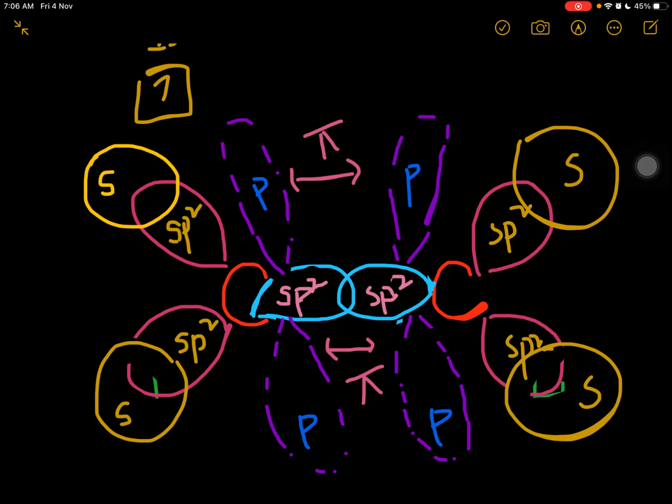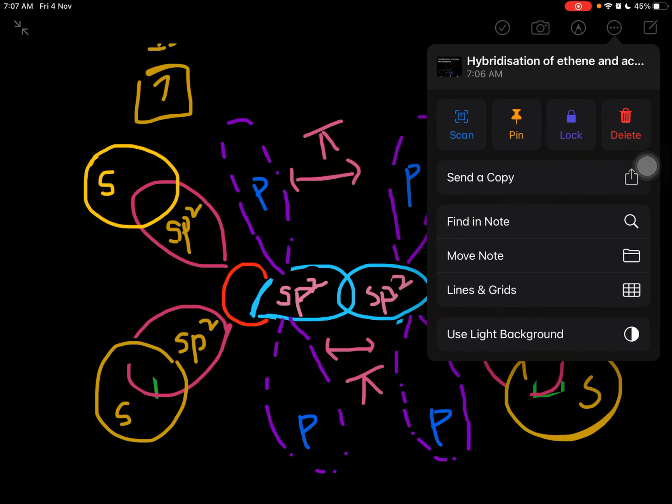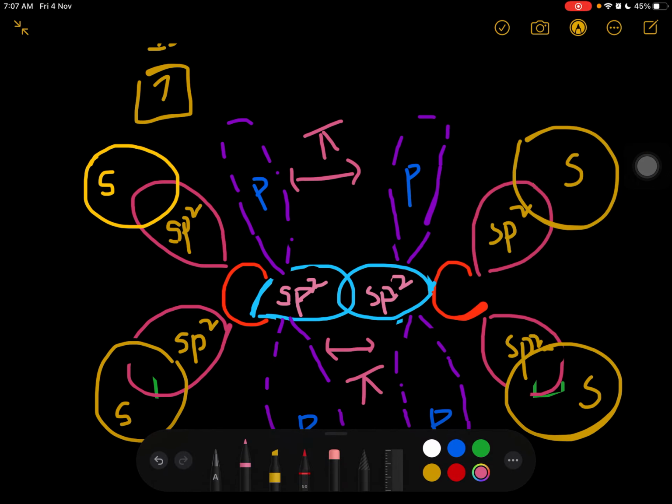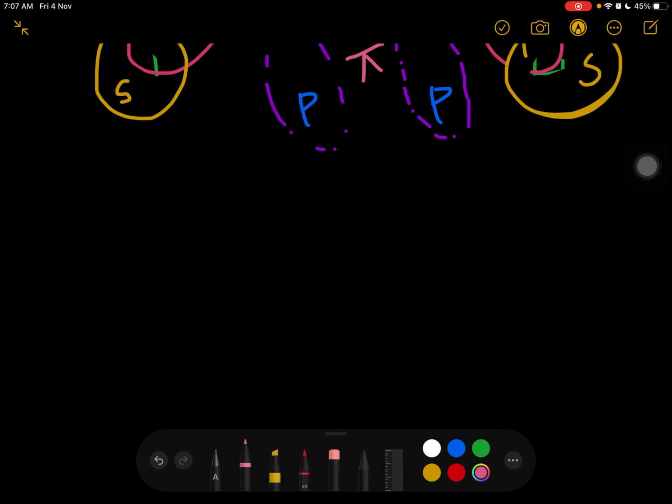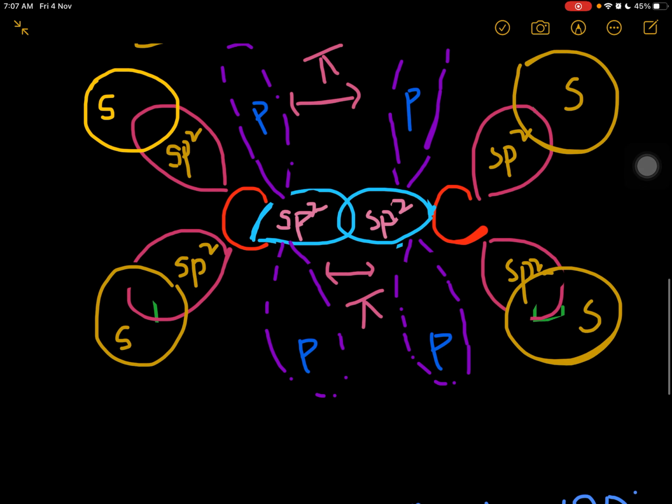The hybridization is sp2. I have told you that when the hybridization is sp2 and no lone pair is involved, the angle will be 120. So the angle will be equal to 120 degrees. And how am I finding this angle?